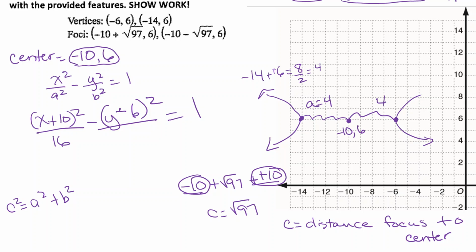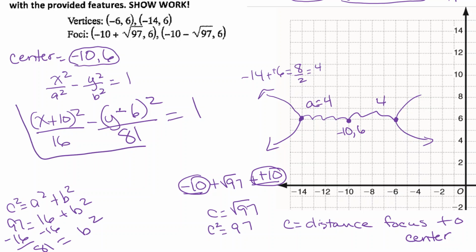So going ahead and filling that in here, if c is square root of 97, c squared will equal 97. So I'm going to have 97 equals a squared, which I know is 16 now, plus b squared. Subtract 16 from both sides. I end up with 81 equals b squared. So I'll just put 81 up here, and there is my final equation.